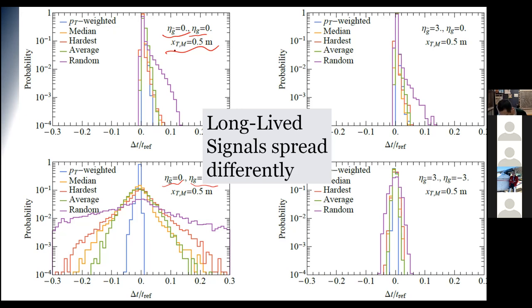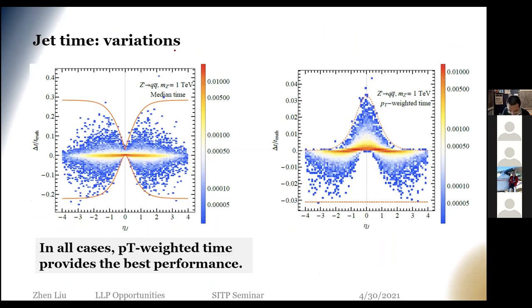Is there some theoretical understanding of why this one is so much better than the others? Yes and no. I didn't derive an analytical formula to calculate the expected spread from a distribution. However, we do have semi-analytic understanding. For instance, this is the typical median time spread for a prompt object. The solid curve is the theoretical boundary of the typical spread. You can see the median time, once I move away from the simple one, does spread, having larger spread. Well, for the PT weighted time, it's much smaller. You see the coordinates 0.3, 0.4, and theoretically we can derive the upper boundary to be like this dashed line. So we have semi-analytic control.